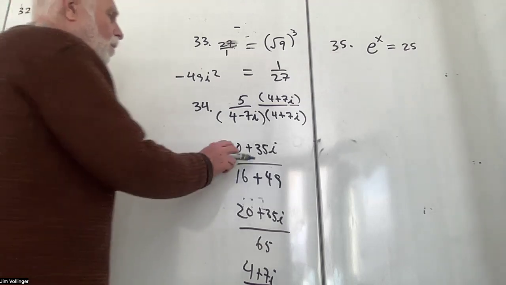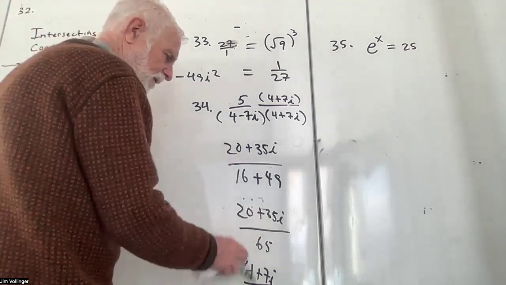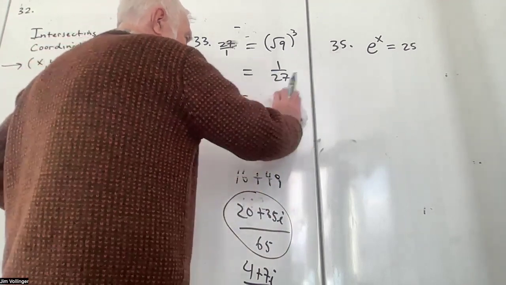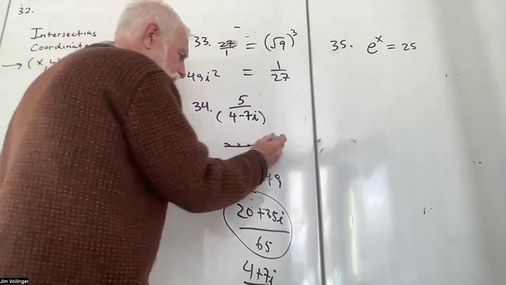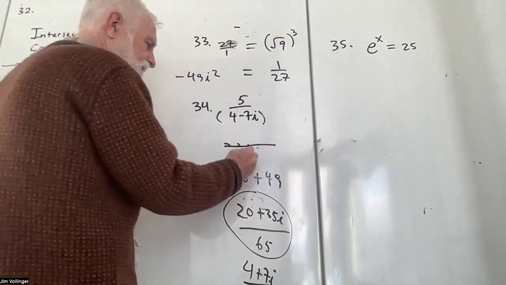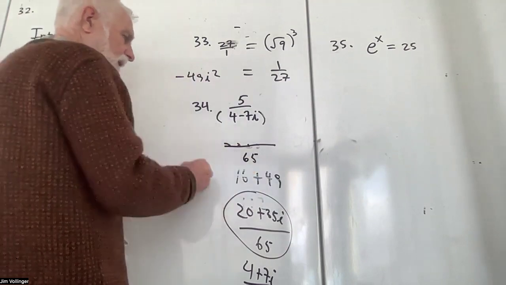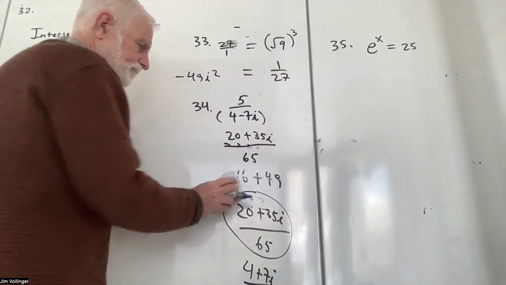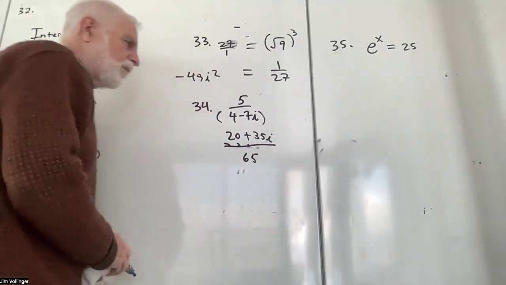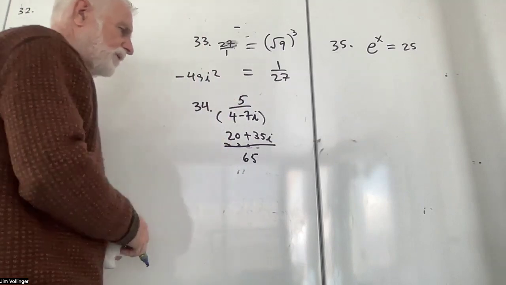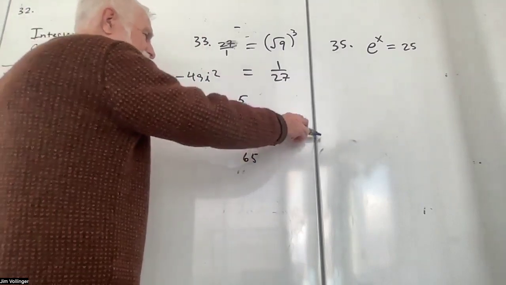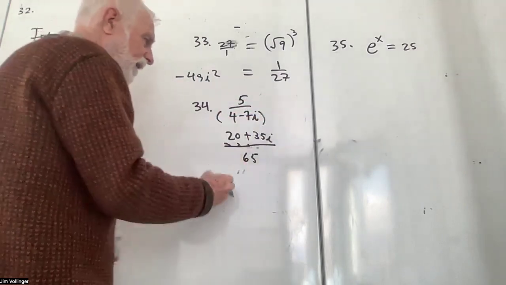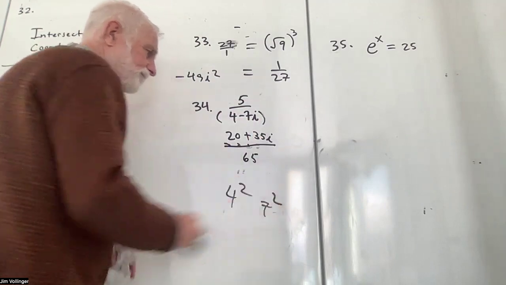All right, so what do we have here? We have an answer of 20 plus 35i over 65. I'm going to write it underneath the original problem and show you that you could get that much more quickly. All right, so 16 plus 49, 65. And I've got 20 plus 35i. So you look at it, see if you could get that answer more quickly. Could you multiply 5 times 4 is 20? Do you know that it's going to be 4 plus 7i, numerator and denominator? Could you multiply and just change the sign? And 65 is actually 4 squared plus 7 squared.